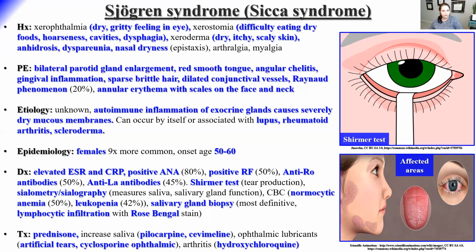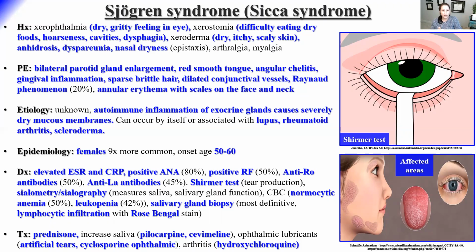Our non-specific inflammatory markers will be elevated, so sed rate and CRP. 80% will have a positive ANA. 50% will have a positive rheumatoid factor. Anti-Ro, anti-La will also be positive. Here's going to be your exam question. The Schirmer test, which we can see up here, measures tear production. It's going to be decreased, so a decreased tear production. That's a good board question.